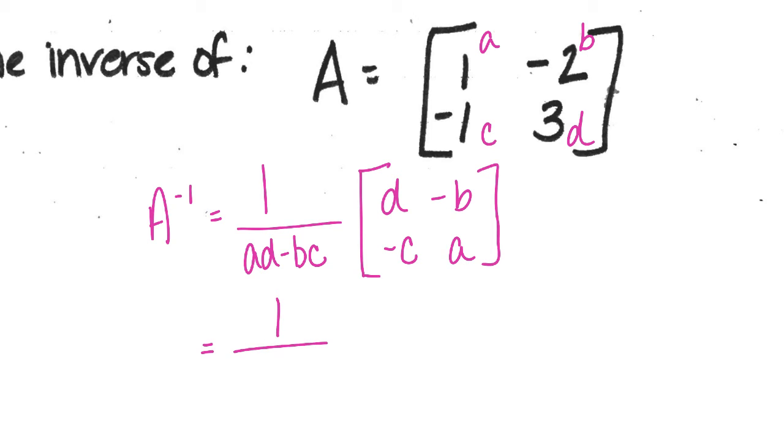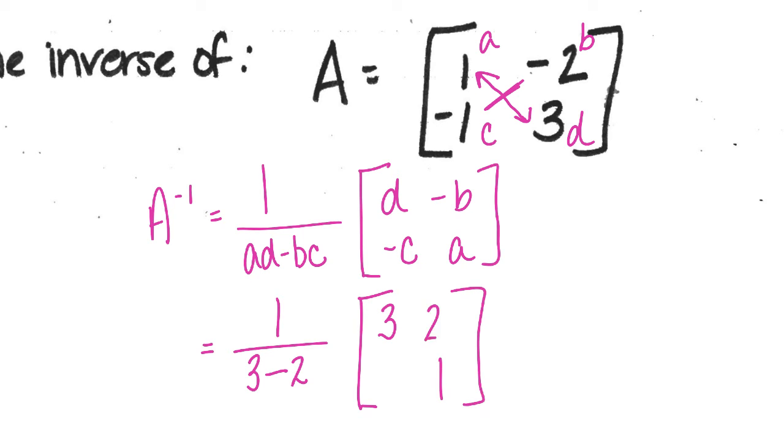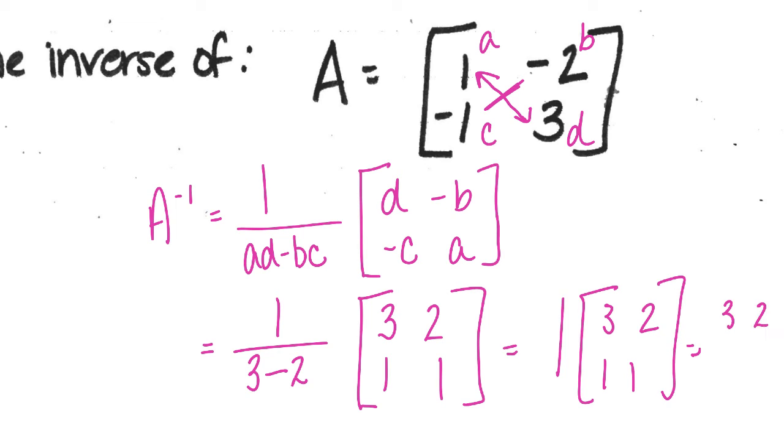We have 1 times 3 is my AD, negative 1 times negative 2 is my 2, and we're multiplying that by 3 and 1. I will switch them, 2 and 1. And notice this is just 1 times this. So we get 3, 2, 1, 1 as the answer.